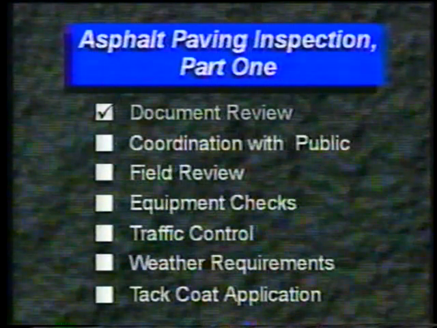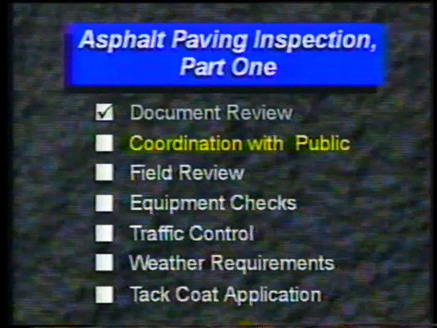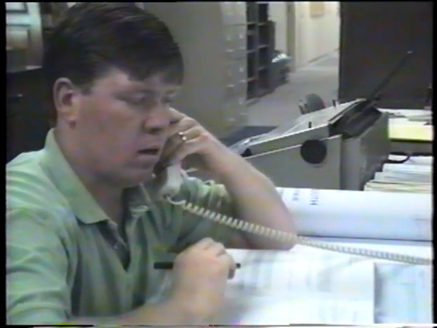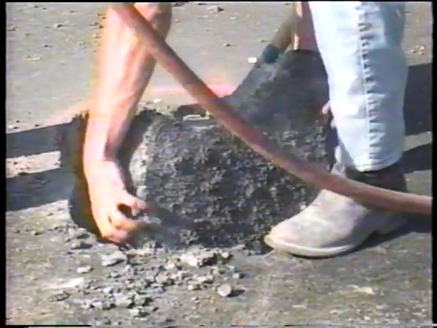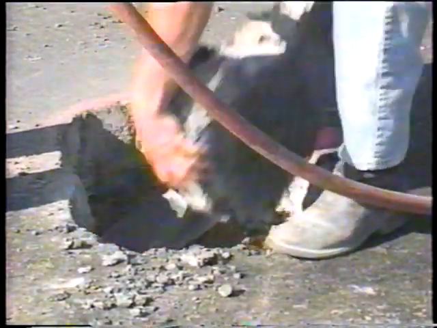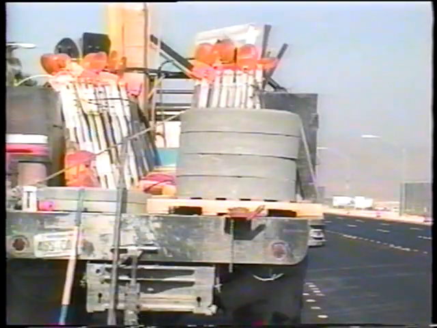After reviewing all the project documents, find out what plans have been made to coordinate the paving operation with the utilities, businesses, and residents who will be affected. As necessary, utilities may have to be notified early so that arrangements can be made to adjust manhole elevations. Also, any planned crossroad utility cuts must of course be completed and patched before the new pavement is placed.